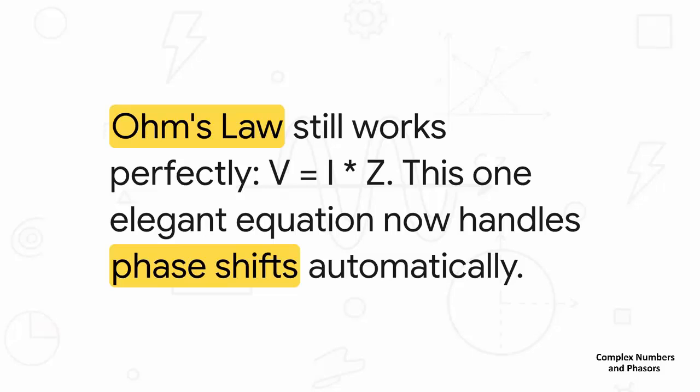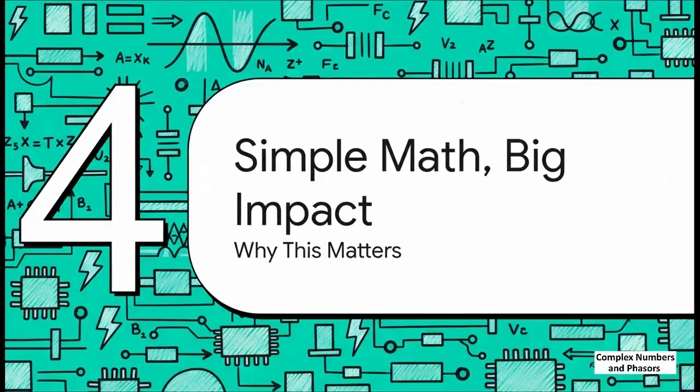And maybe the most beautiful part of this whole thing? The most fundamental law in all of electronics, good old Ohm's law, works perfectly with these new numbers. V equals I times Z. This one simple equation, now supercharged with complex numbers, can solve for voltage, current, or impedance, and it automatically takes care of all those tricky phase shifts for you. It's just so elegant.